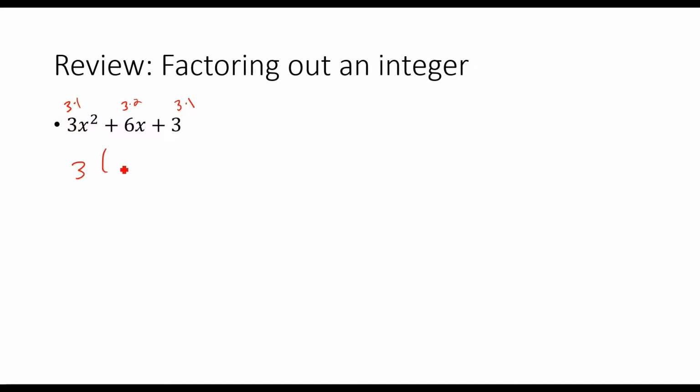3 divided by 3 is 1, so we have 1x squared. 6 divided by 3 is 2, so we have 2x. And 3 divided by 3 is 1, so we have plus 1. So by doing this, I can actually make the problem a little bit easier. Every single term was a multiple of 3, so I can take out a 3.